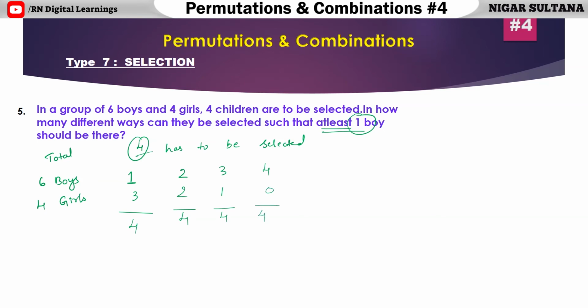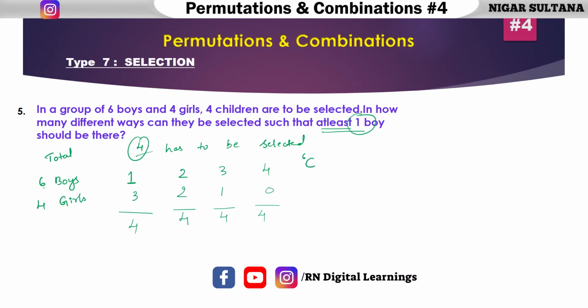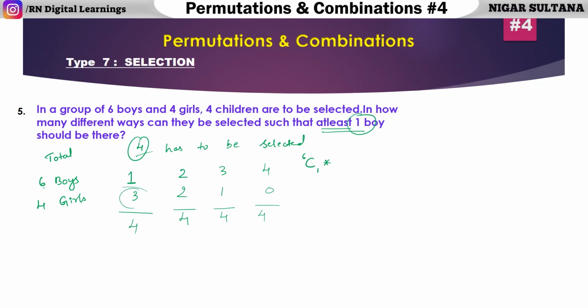So this is 4. Now let's represent this. So totally how many boys do we have? 6. This can be written as 6C1 star. Next, write this part, 4C3.